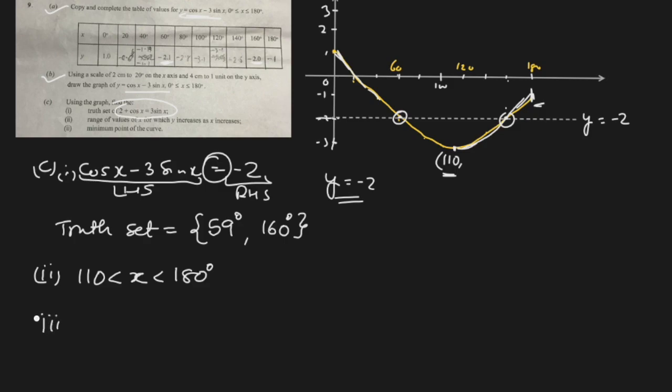Number 3. This is the minimum point. And if I find the y coordinate with the help of the graph, because we have to use the graph only, it will be a little less than minus 3.1. It is minus 3.1 here, so a little less will be minus 3.3. So the answer is the minimum point of the curve is 110, minus 3.3.